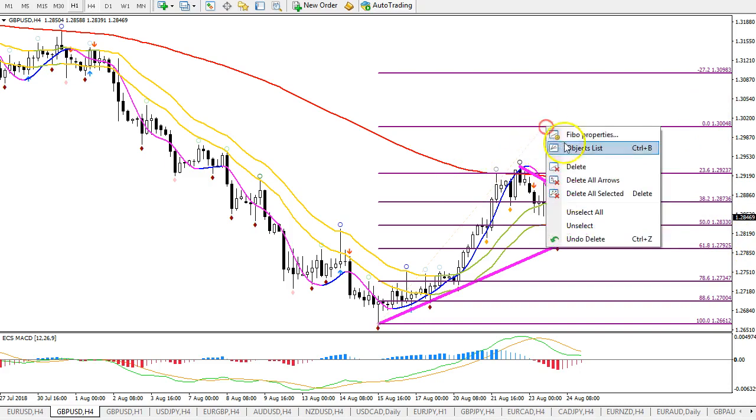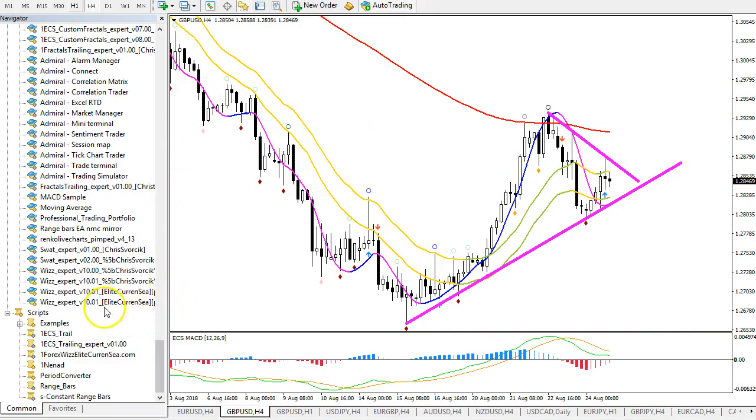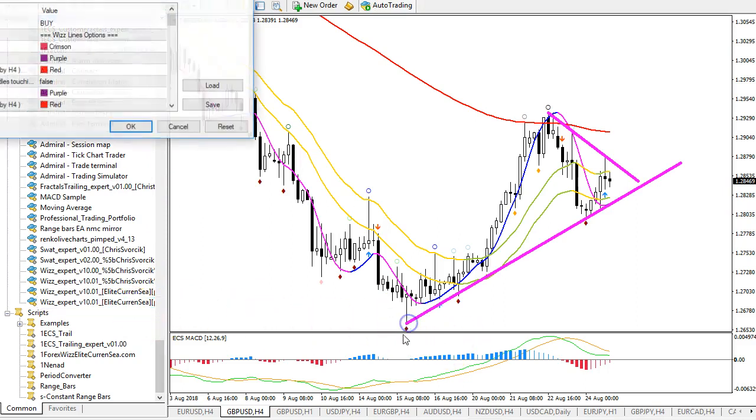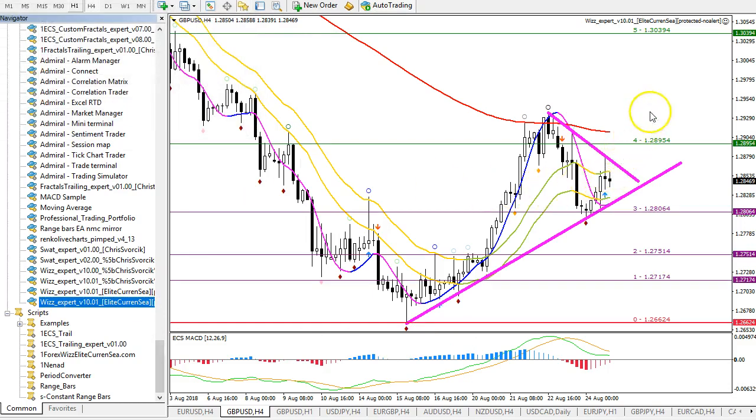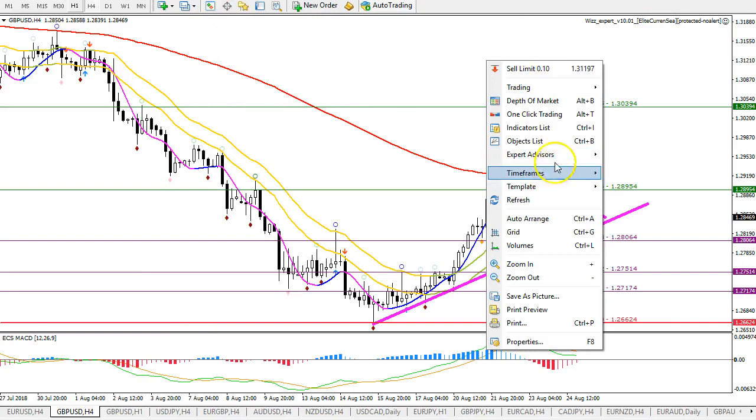All right, let's put a whiz level. I think that's what I wanted to show on the euro dollar as well, from here to here for this bottom. All right, the fifth whiz level would be the target for the pound. And let's take away this expert advisor.